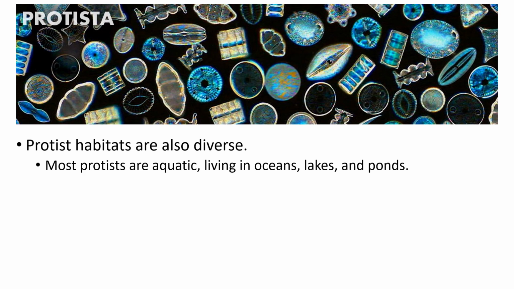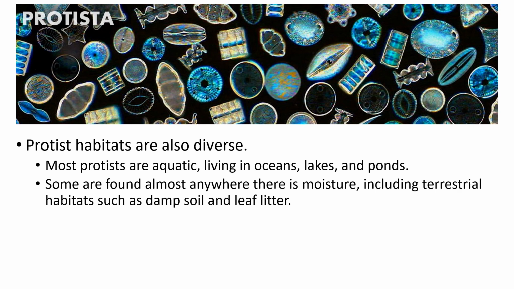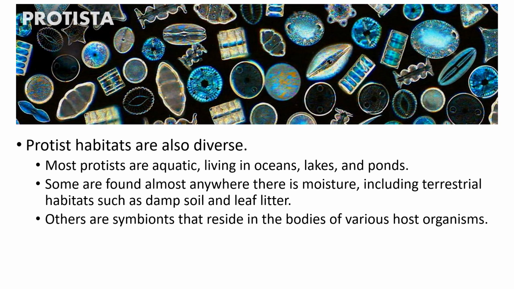So protists will be able to live in a diverse number of habitats. The common theme is that they have to be moist. Many of the protists will live in actual water, in the ocean, lake, pond, river, a place like that. Others will be found on land, but they have to be somewhere where there's damp soil or leaf litter. And other types will be symbionts, which means that they're going to live inside the body of their host organism. And a symbiont means that it's going to be a positive relationship for both the host and for the protist.